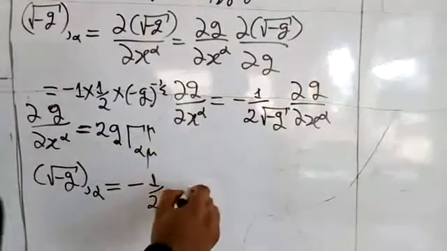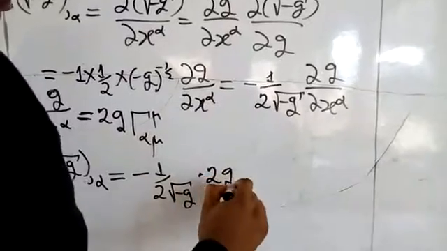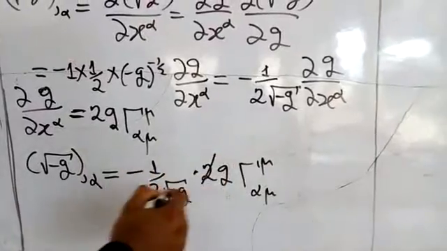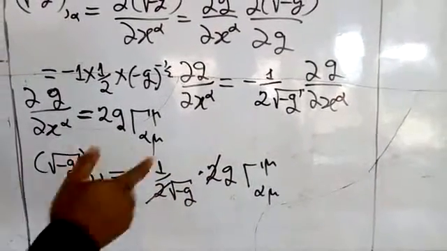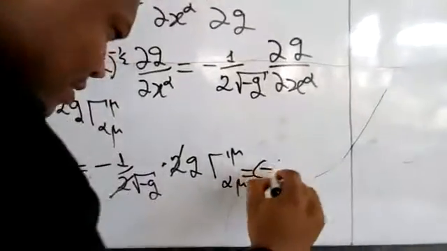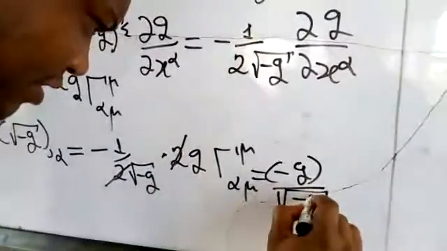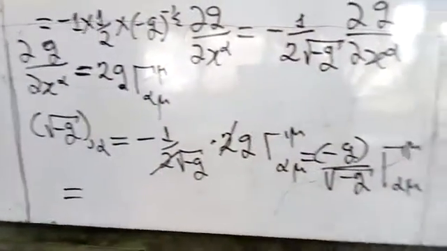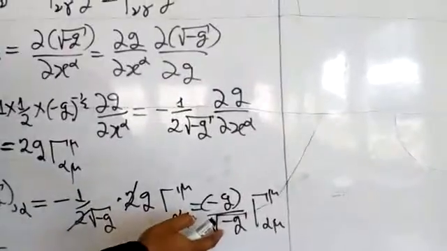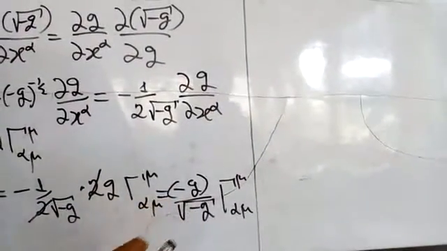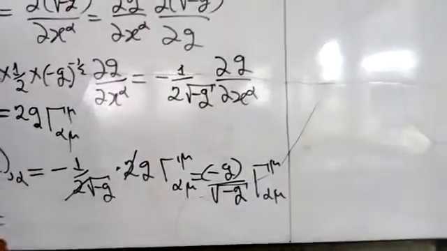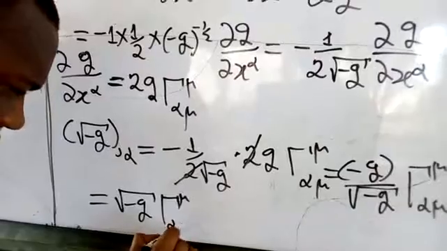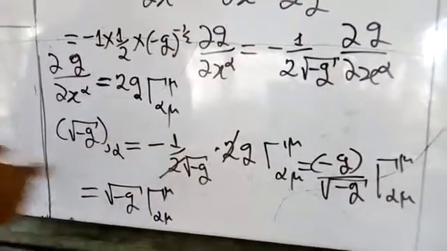And then in place of that, I'll put here 2 times g Γ^μ_{αμ}. Of course, these two go. What I've got here is minus g all over the square root of minus g, Γ^μ_{αμ}. We can simplify this further by rationalizing, multiplying up and down by the square root of minus g. Eventually we're going to get something like the square root of minus g multiplying Γ^μ_{αμ}. So in other words, this is what that gives us.